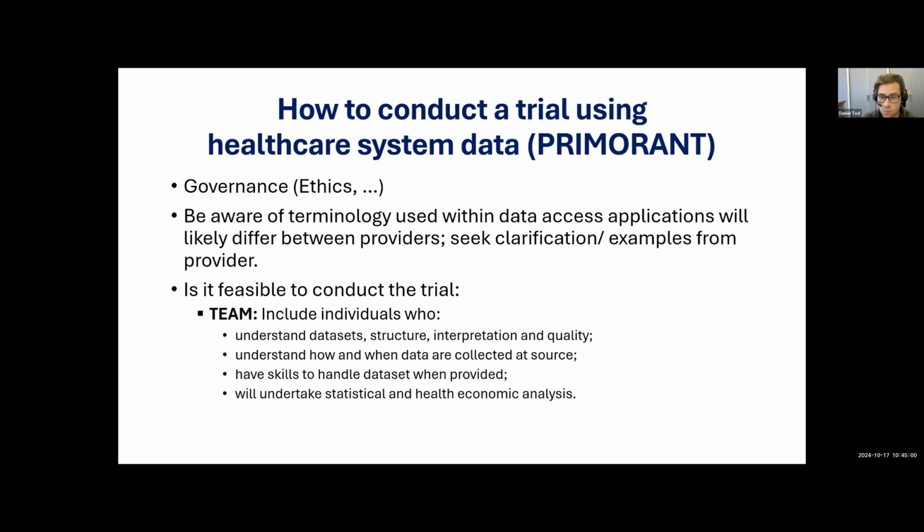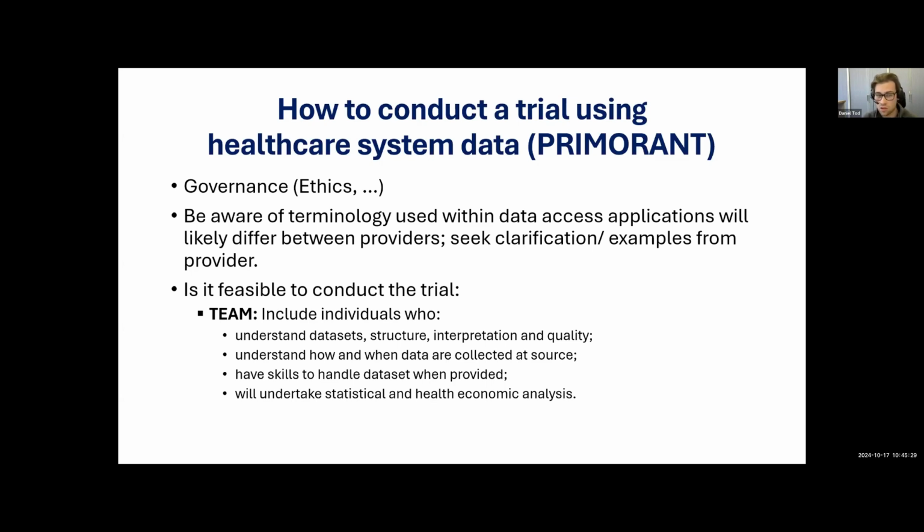And it's also important to be aware of the language and terminology used during these applications. They may differ, where there is potential confusion. Try and seek clarification or examples from the provider. It's just to try and make this process as easy as possible. You don't want any hiccups that prevent you getting the data. A common one may be referring to something as a variable when they want to call it a data item. Try and use the terminology that is going to get you through with the least issues.